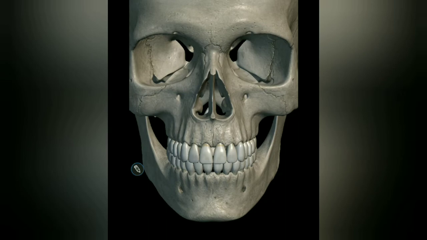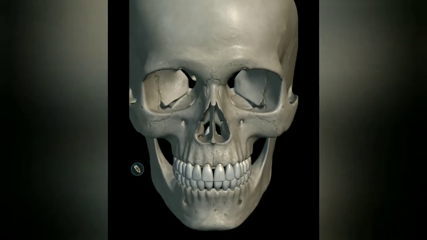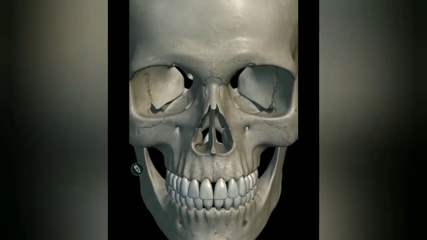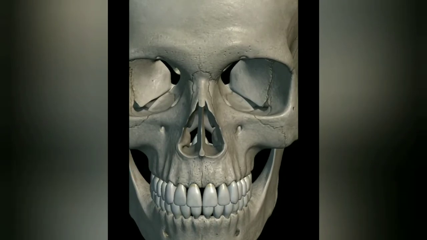Okay, so now coming to the sutures of the Norma frontalis. So first one was the internasal suture. Let me mark all the sutures. This one was the internasal suture. Frontonasal suture. This one was the frontonasal suture. Nasomaxillary suture. This one was the nasomaxillary suture.